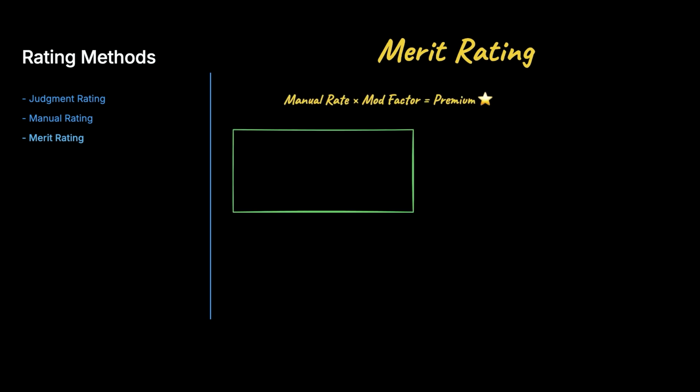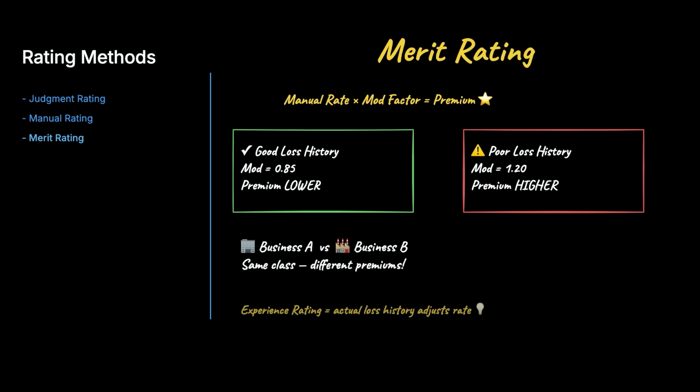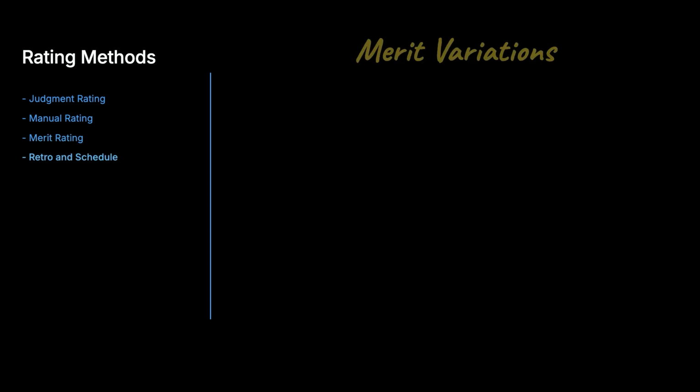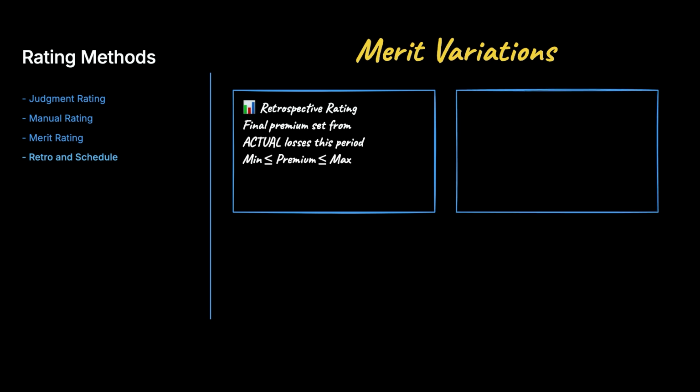The third method is merit rating, with experience rating as its most common form. Merit rating adjusts the manual class rate up or down based on the insured's own actual loss history. A modification factor above 1 increases the premium, while a factor below 1 lowers it. So two businesses in one class can pay different premiums. There are two more merit variations to recognize.